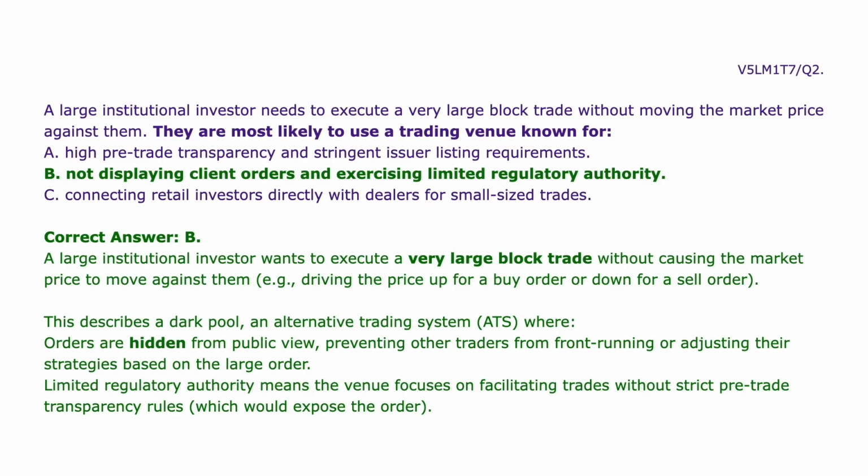Large trades on normal public exchanges show the order to everyone. Other traders see the big order and can push the price the wrong way before the trade finishes. A special trading place called a dark pool or similar hides the big order. No one sees it, so the price does not move much. These places show no client orders and have less strict rules than normal stock exchanges. This matches choice B exactly.